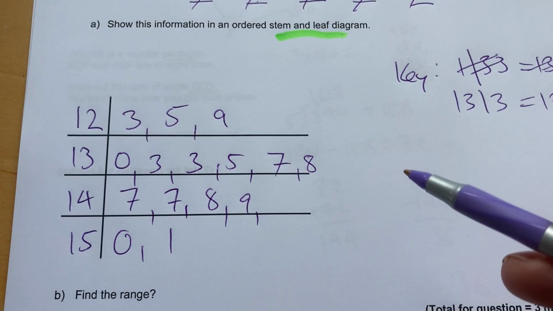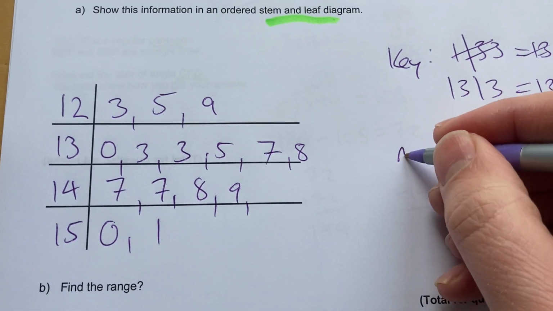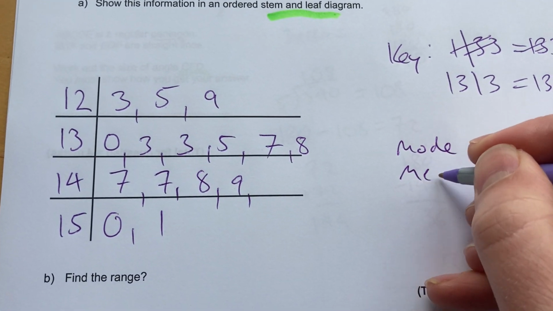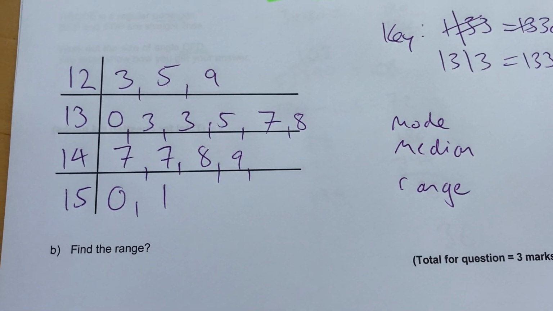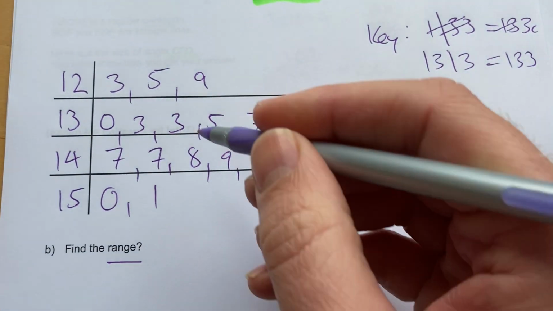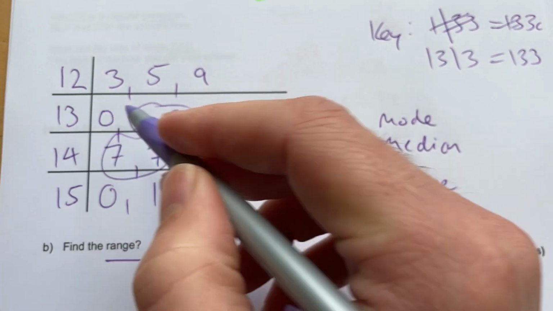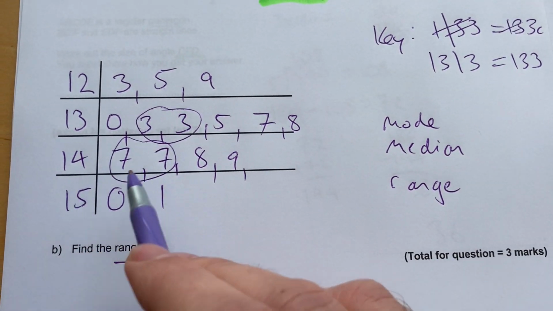Now, a good thing about a stem and leaf is that we can get lots of information about the mode, the median, and the range. They haven't asked us for all of them. They've just asked the range. We should see the mode there is bimodal, 133 or 147.